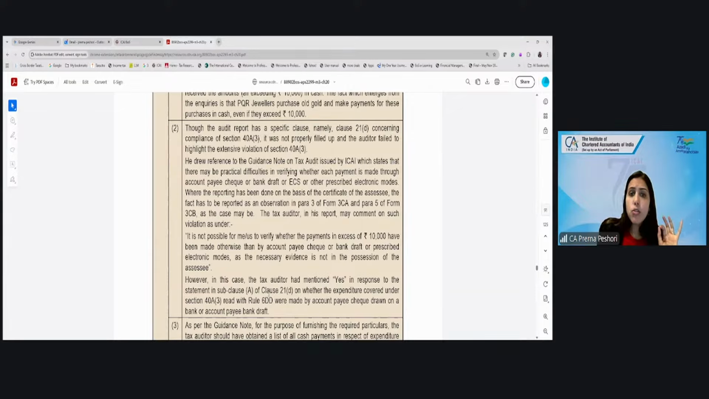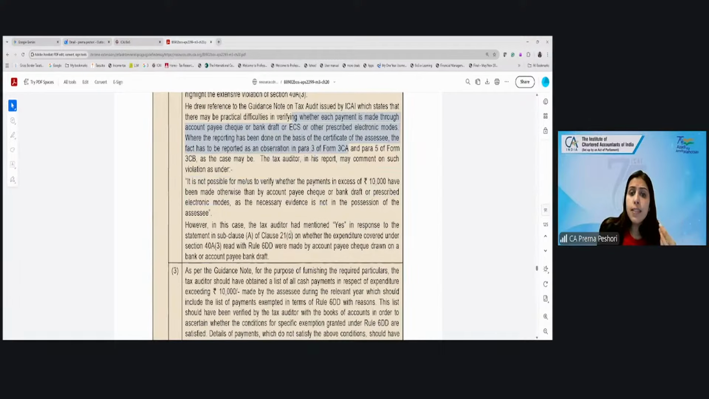And based on the tax audit guidance note issued by ICAI, which states that there may be practical difficulties in verifying whether each payment is made through account payee cheque or bank draft or ECS, where the reporting has been done on the basis of a certificate of the assessee, the fact has to be reported as an observation in para 3 of Form 3CA or 3CB that it is not possible for the CA to verify the payment in excess of 10,000 otherwise than through account payee cheque or bank draft or electronic mode.